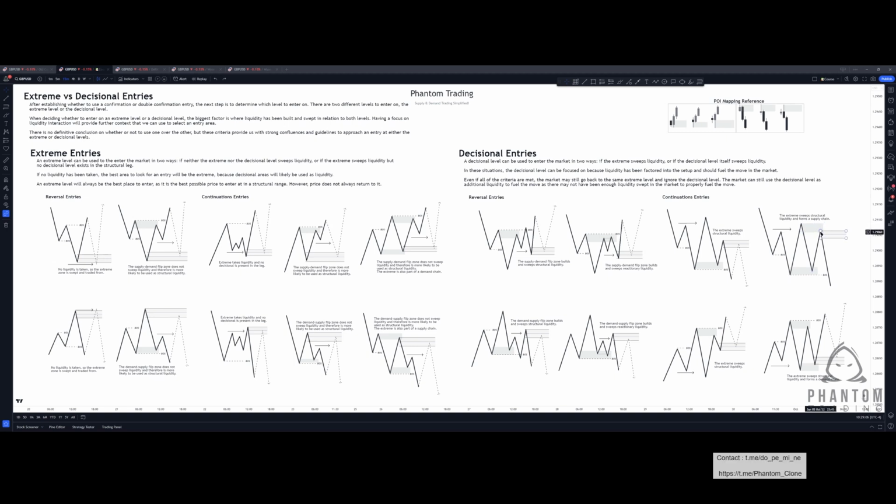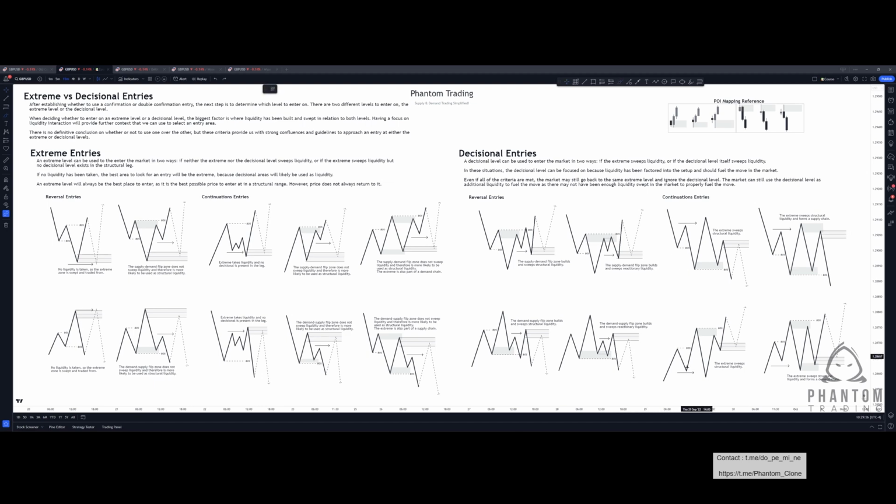And the key here is now we see the last point of demand fail. We need to see this last point of demand fail to confirm that this in fact was a sweep. And now that we've seen price trade lower and break the last point of demand, we can trade this more decisional level. The reason it would be considered a decisional level is because the extreme would still be present in this portion. As if we were looking at our market structure, we would be using this previous higher low and this lower low as our structural range. And because the extreme took liquidity, we're able to trade from the decisional level.